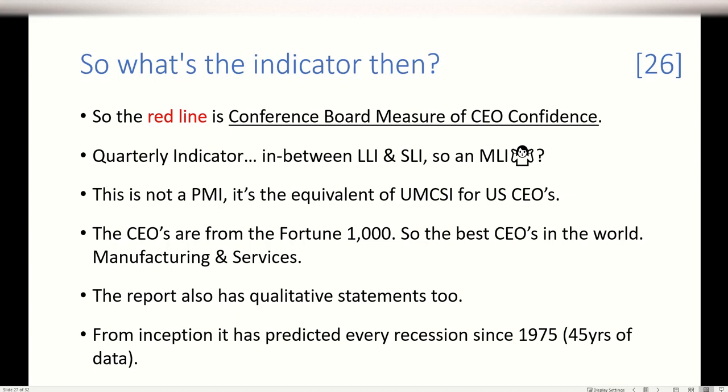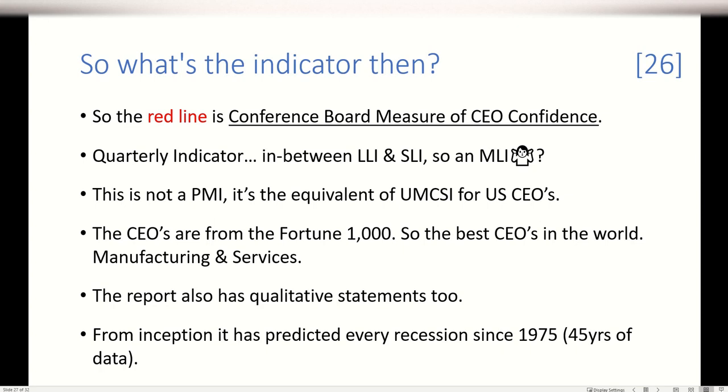So is it an MLI? I don't know. This is not a PMI. It's the equivalent of consumer sentiment indicators for the United States, but for US CEOs. And these CEOs are from the Fortune 1000, so they're the best CEOs in the world across manufacturing and services industries. The report also has qualitative statements, and these businesses, being the top 1,000 businesses, are not just within the United States, they expand globally. So it's a real good measure of what's happening in the entire world.